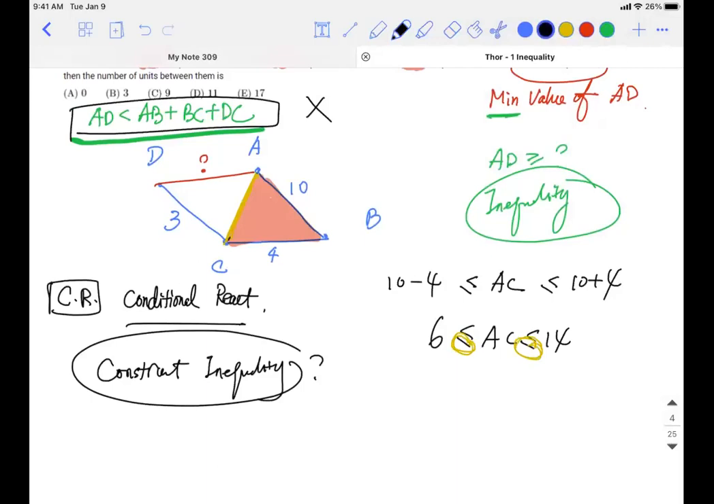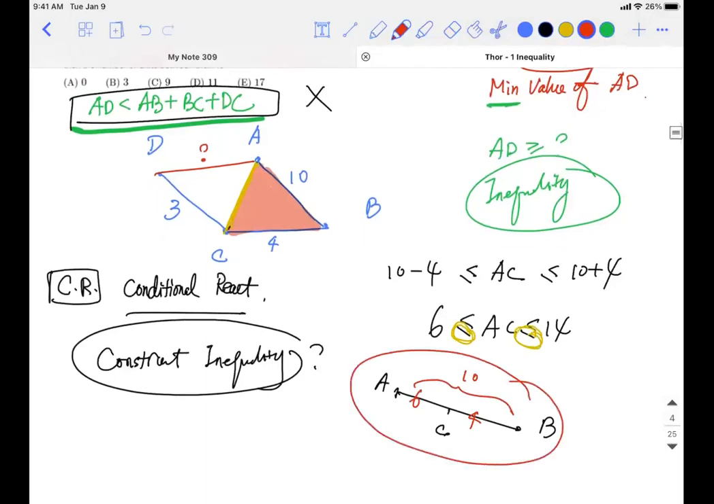As long as the equal sign is achieved, the triangle will be degraded into a segment. In our case, I'll give an example. Let's say this is A, this is B. Let's say if C is here, right, on the AB segment, this part is 10, this part is 4, so AC will be equal to 6. But that being said, my triangle ABC will be degraded into a segment ABC. Is that right? Okay, no problem. At least we know there's a range for AC. AC should be greater or equal to 6, lesser or equal to 14.